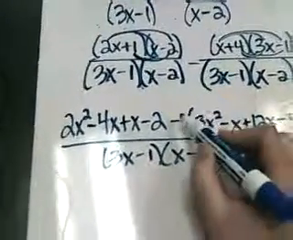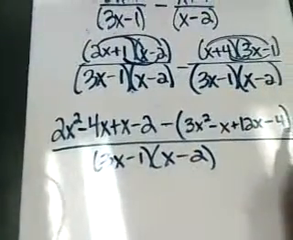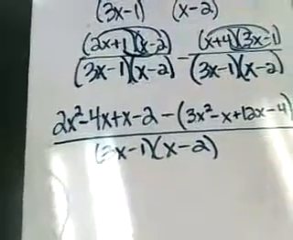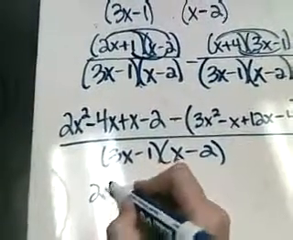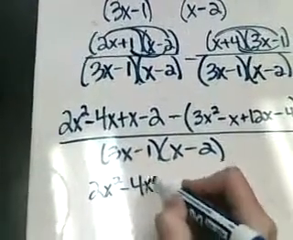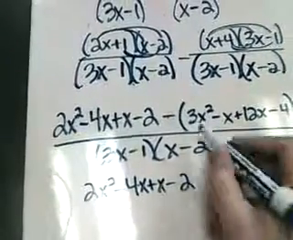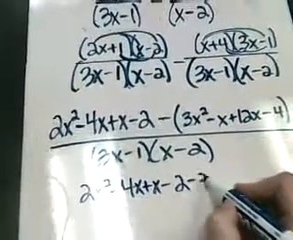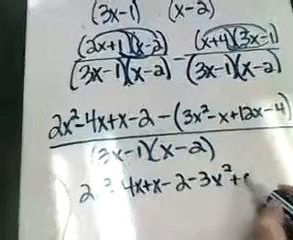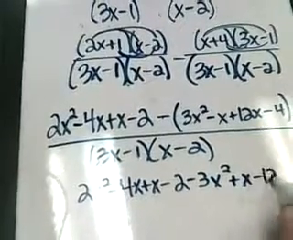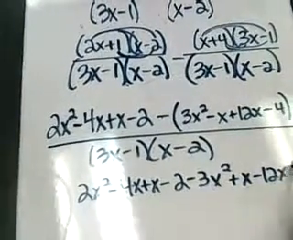Now we can clean this up further because if you have minus a quantity, you need to distribute that negative. So I have 2x squared. This first part is going to stay the same. And then I could distribute this so that it's negative 3x squared plus x minus 12x plus 4.